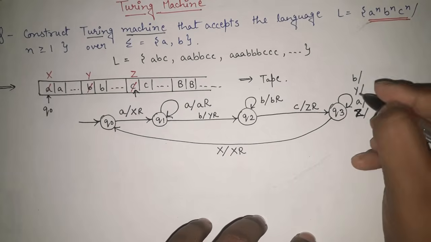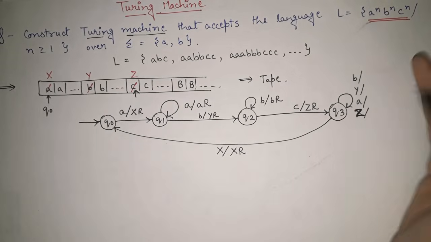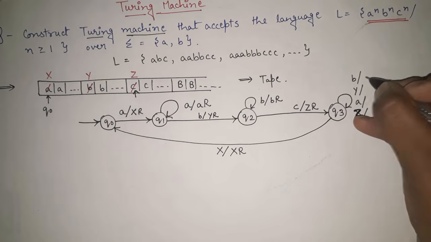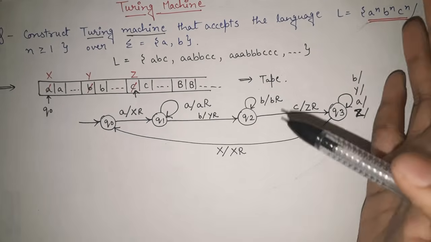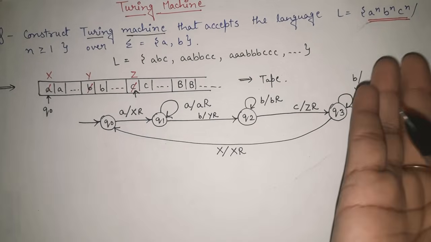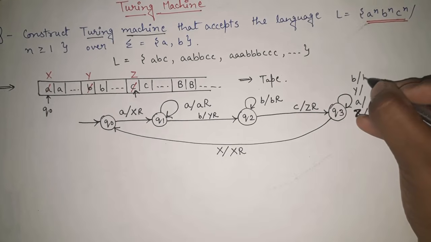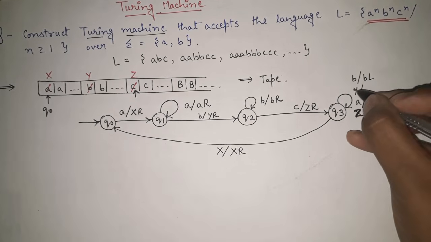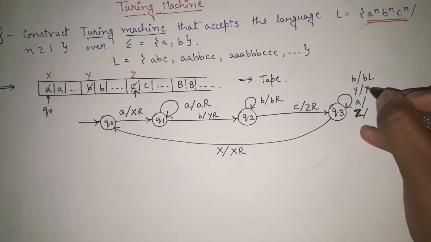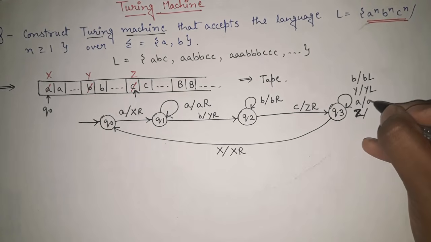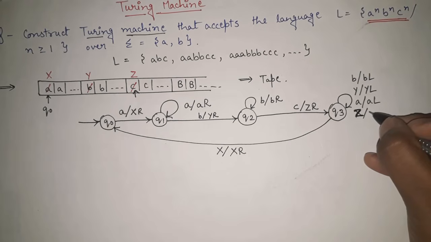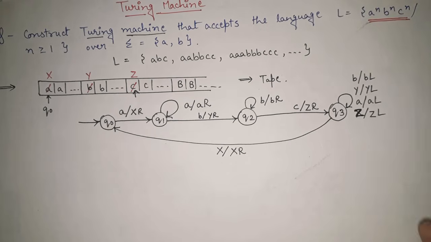So what I will do, in case I am encountering any of these, I will not change them, right? I will not change them, they will be as it is. So we will simply make them remain as it is and we will move left. So B will be left B and we will move left. If Y is encountered, we will keep it as it is and move left. For A, we will keep it as it is and move left. Z will be kept as it is and we will move left. So in Q3, all these possibilities are there.